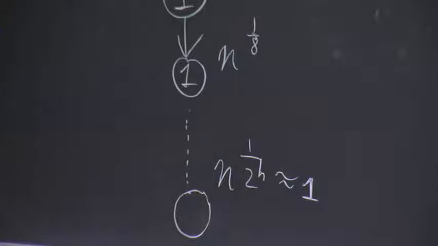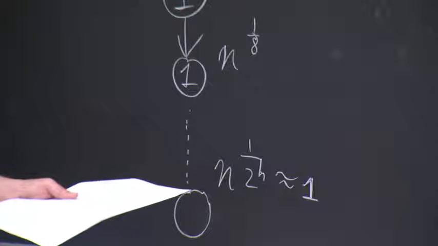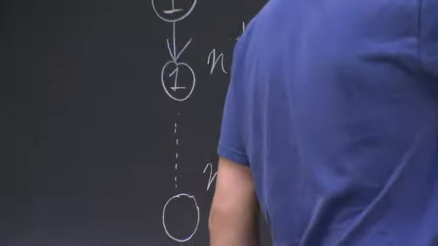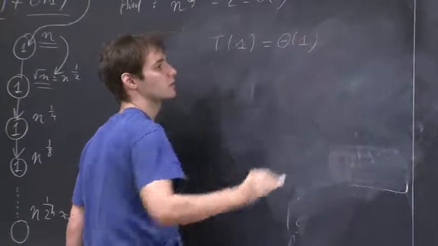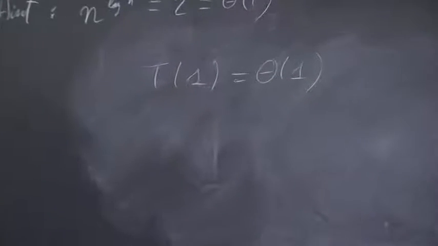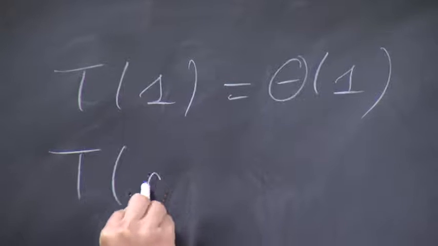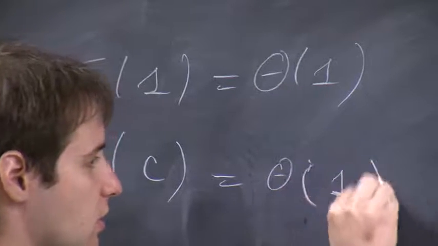In fact, it doesn't exactly have to look like one. But what's the advantage if we manage to get this guy to look like one? We have a recursion. We don't have a base case here, right? A reasonable base case is T of 1 is theta 1. Whatever function that is, if you evaluate it at 1, you're going to get a constant. So you can say that, right? Now, at the same time, I can say that for any constant c, T of c is theta of 1.